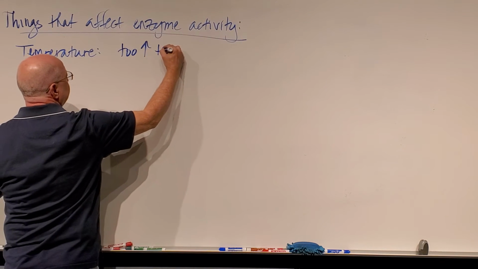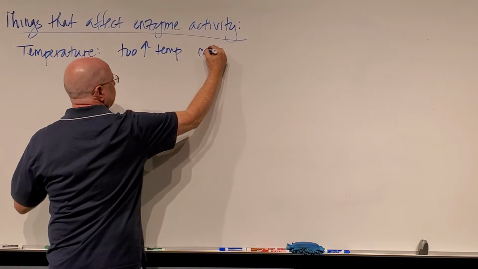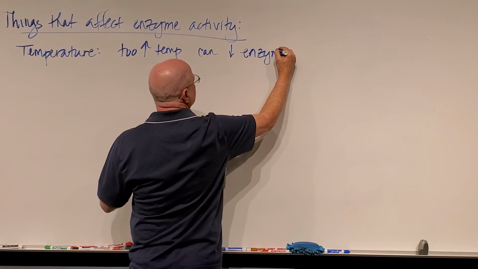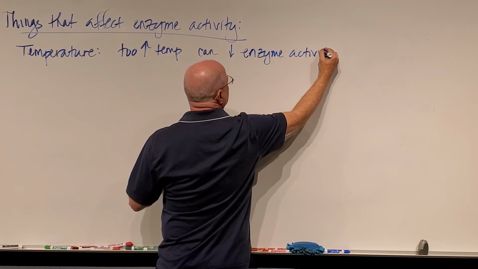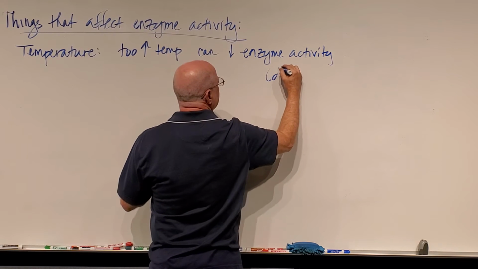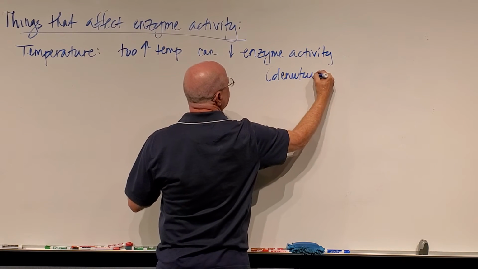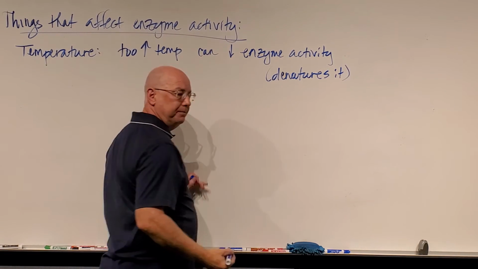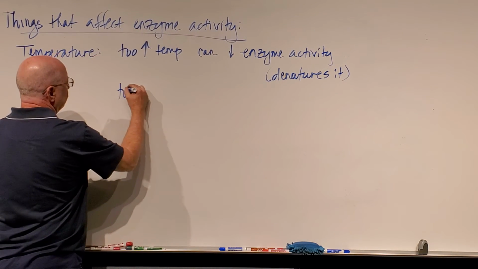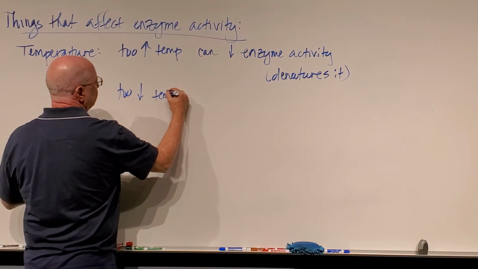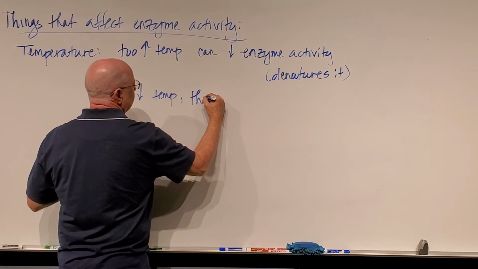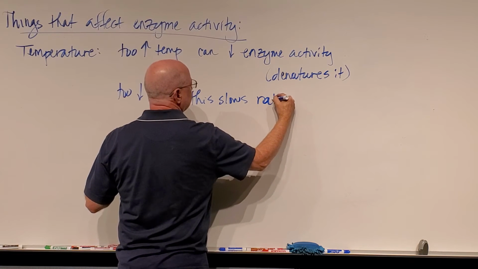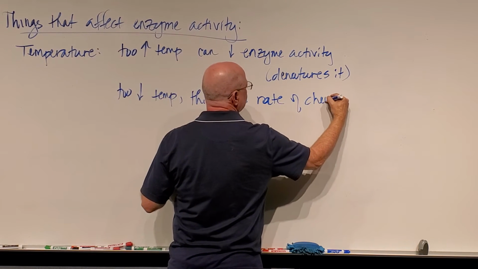Too high of a temp can decrease enzyme activity. It can denature the enzyme. Sometimes it can kill the enzyme activity. If I have too low of a temperature, this slows the rate of chemical reactions.